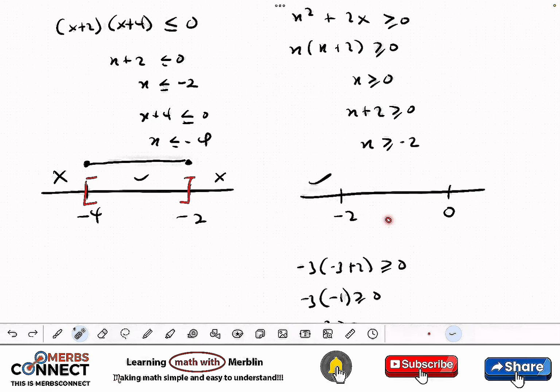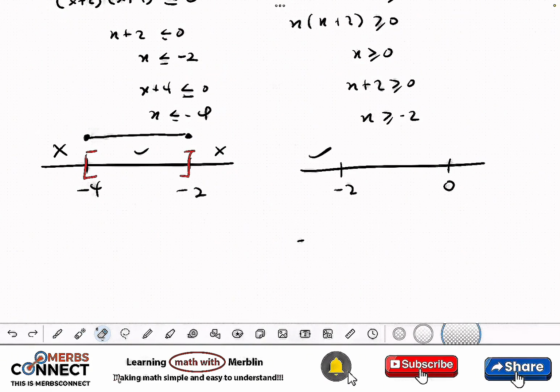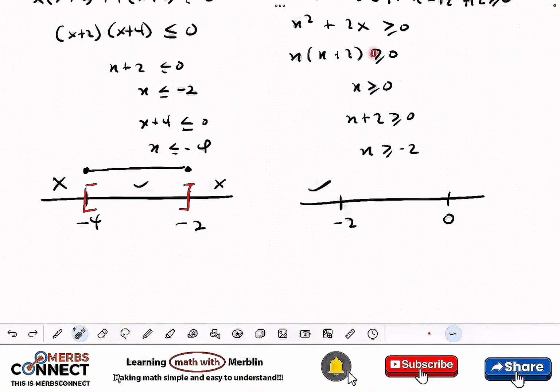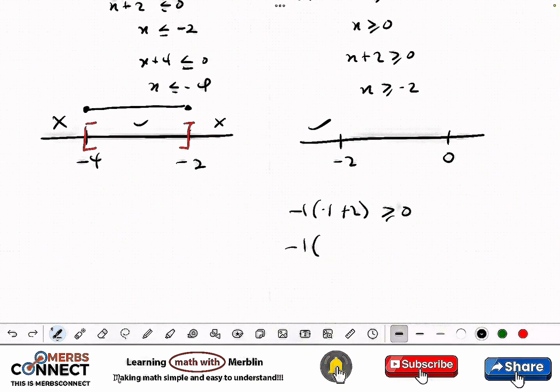I can pick any value here. I can pick like negative 1, I can pick 1. No, 1 is not here, negative 1 is here. So I can pick negative 1 and plug it in. So let's plug in negative 1 here. I'm going to have minus 1 times minus 1 plus 2 greater than or equal to 0. So minus 1 times 1 is going to give us minus 1 greater than or equal to 0. Minus 1 is greater than or equal to 0? No. So this is not true.